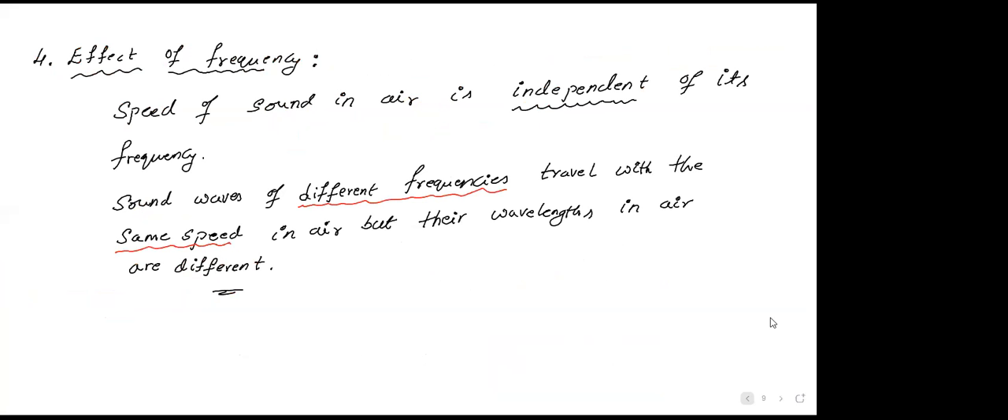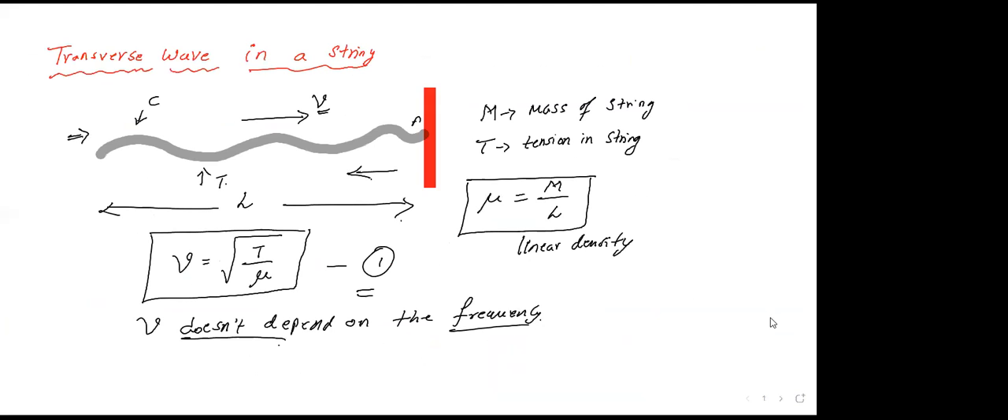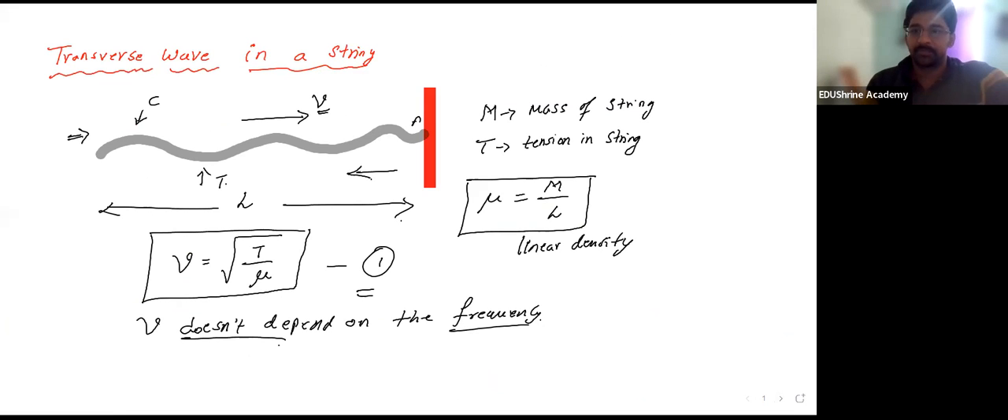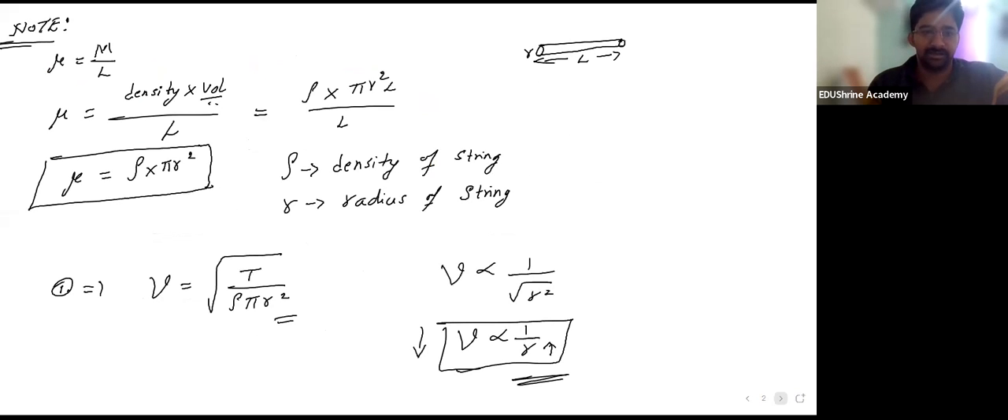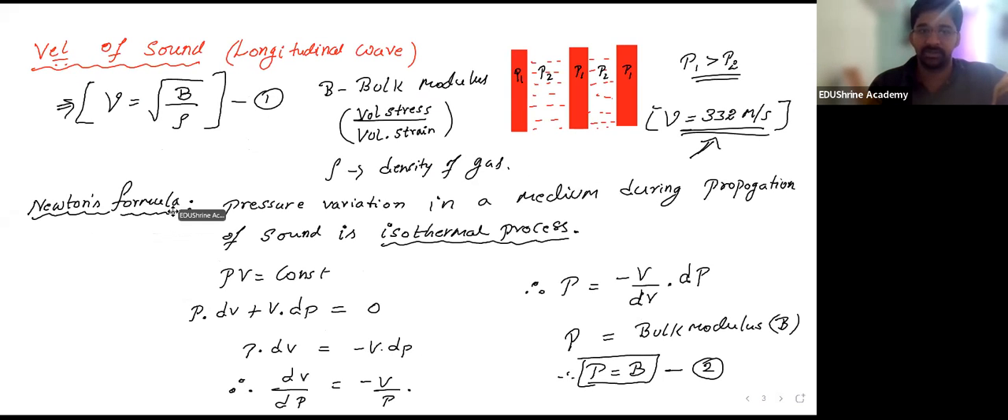Yeah, let's revise what we discussed today. We discussed the transverse wave in a string, correct? From here, I think all of you understood today's lesson. This is the speed formula: V is equal to root of T by mu, where mu is the mass per unit length or linear density of the string. We can also have one more formula in terms of its radius and tension: V = root of T by rho pi r square. And the velocity of sound is V is equal to root of B by rho, where B is the bulk modulus.